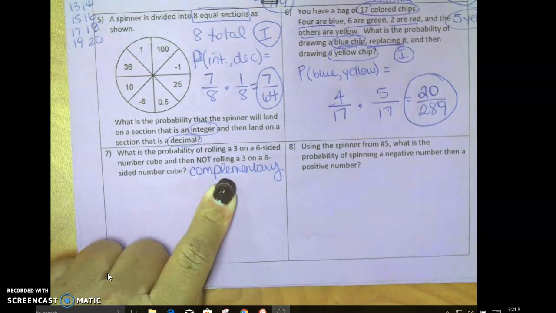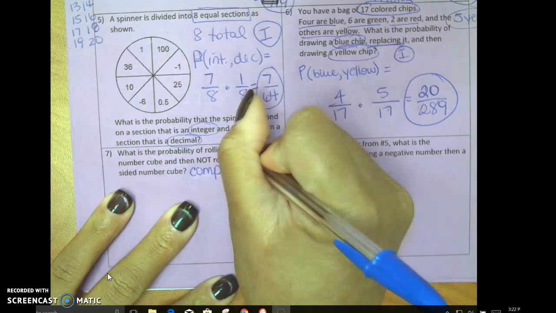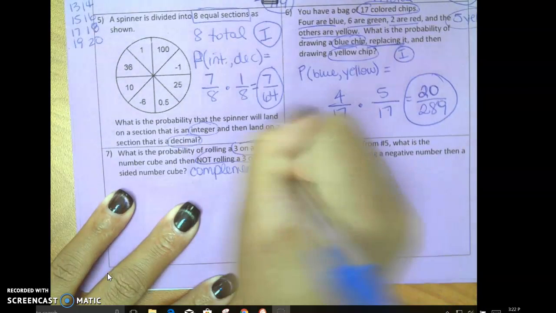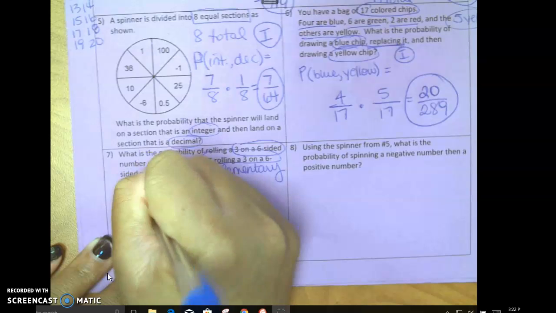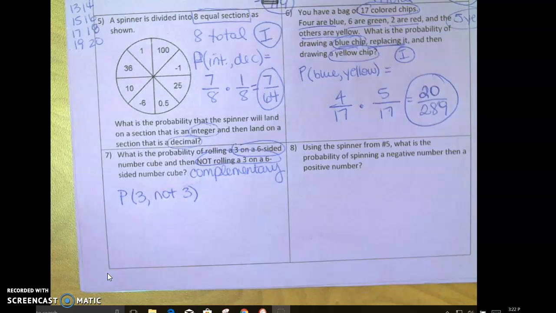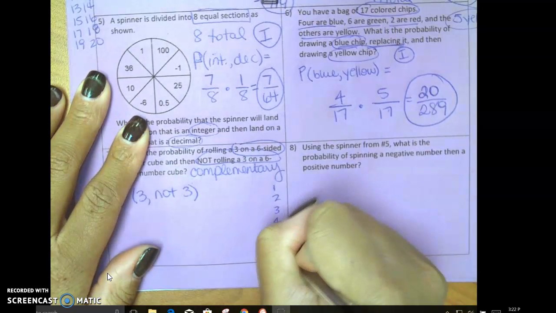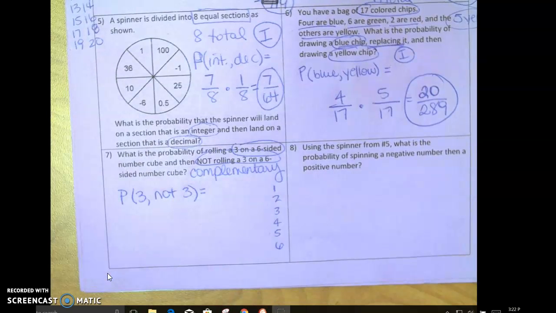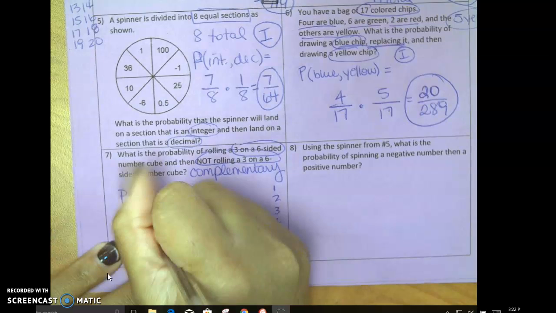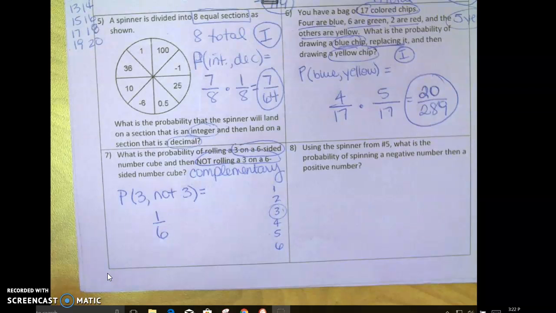So this is complementary, meaning I'm going to have two fractions that make a whole, but I'm not going to add them. I'm going to multiply them still. Watch what I do. So I want a 3, and then I want not a 3. Probability of 3, then not 3. What can I get on a number cube? 1, 2, 3, 4, 5, 6. What's the chance of getting a 3? 1 out of 6. Thank you for not saying 3 out of 6 because there's only 1 3 here. There aren't 3 3s. What's the chance of getting not a 3?